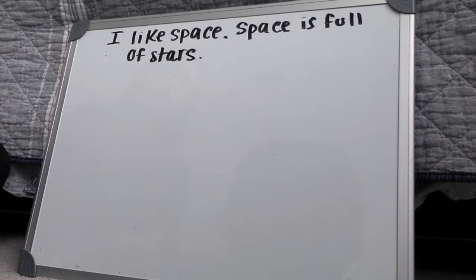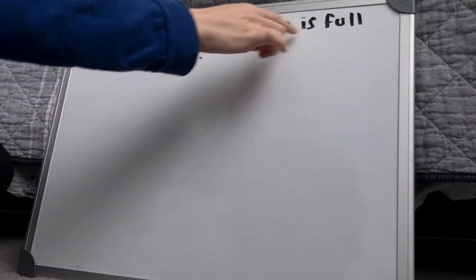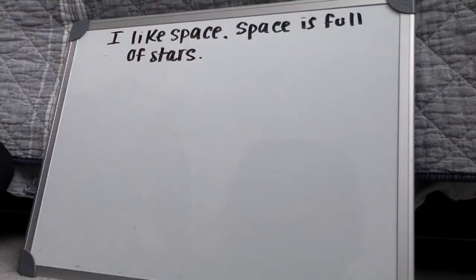So I've written our two sentences that we've already gone through. At the top of my board here, it says, I like space. Space is full of stars. Now our next sentence and our final sentence together, but I encourage you to write more at home, write as much as you'd like, tell me all of the reasons you like space and what you think it's like and what you want to know more about. But for our last sentence, we're going to explain ourselves using the because word.